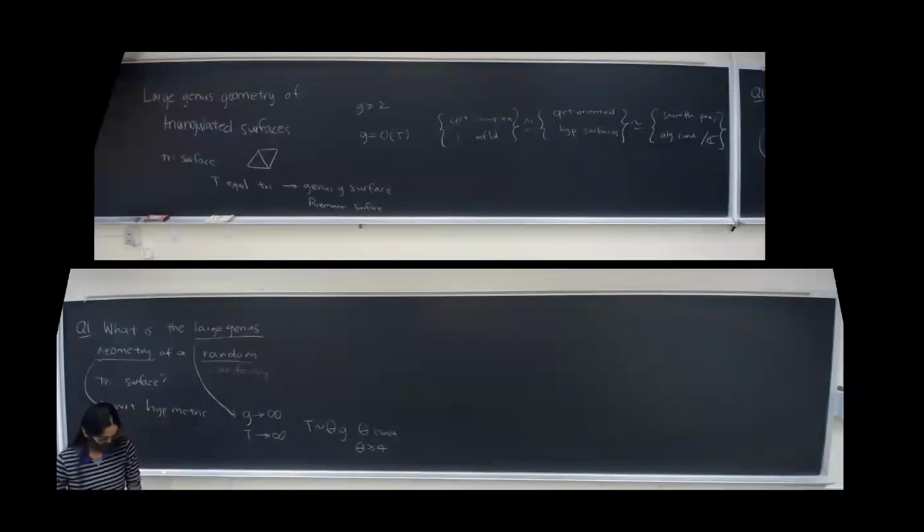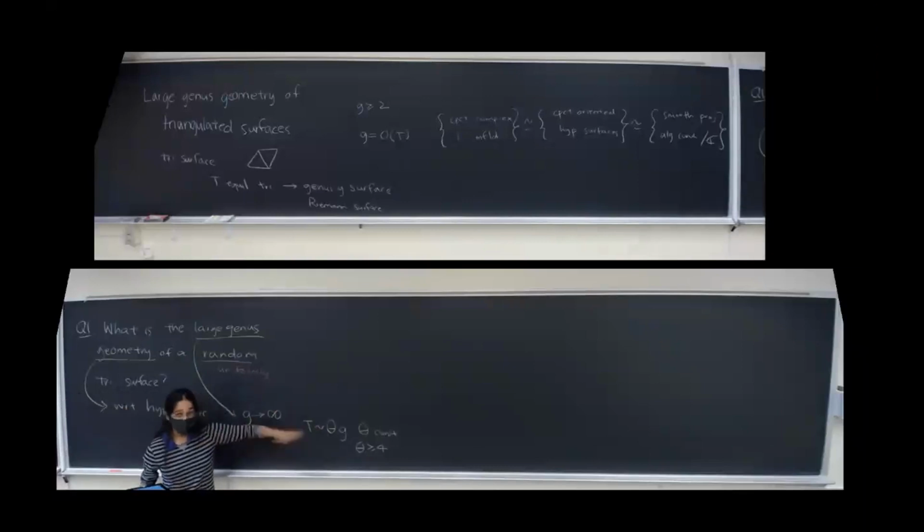If you have theta g triangles, what is the probability of getting a genus g surface? Two things. First, when I ask this question, I'm conditioning that I get a genus g surface. Second, if you just have theta g triangles and you glue them, the expected genus is going to be around theta g over 4.